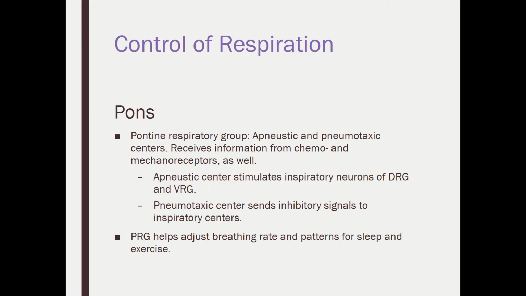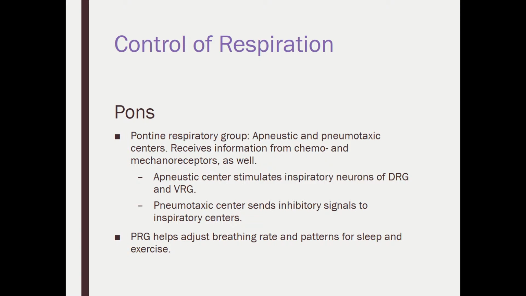The pons then has the apneustic center and the pneumotaxic center again, and also receives chemo and mechanical receptor input as well as input from the higher brain centers, hypothalamus, during emotional events or fear, or just when we are wanting to hold our breath or if we're blowing up a balloon. So the apneustic center is for inspiration, and the pneumotaxic center is going to send inhibitory signals to the inspiratory centers for expiration.